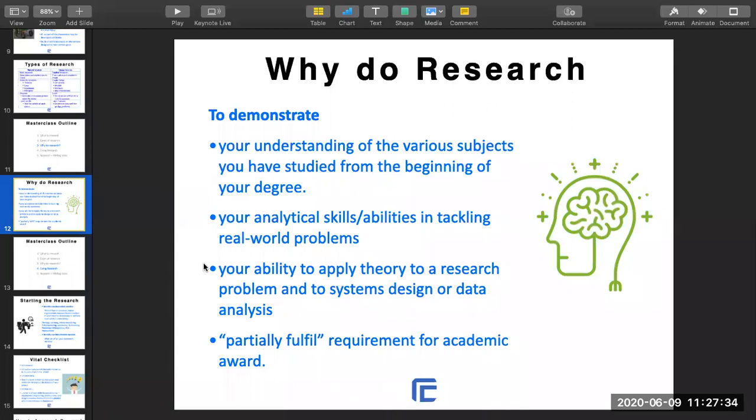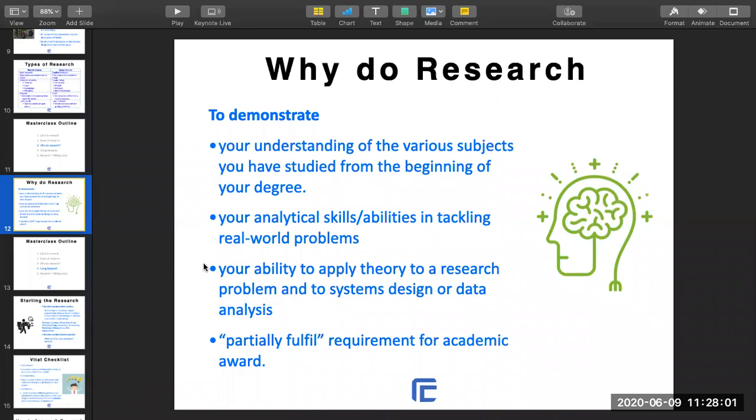It also shows your ability to apply a theory. A theory is an existing understanding or explanation of a phenomenon. So how are you able to use previous explanations to arrive at new explanations of the phenomenon you are studying? So when you do research, you can explain that.